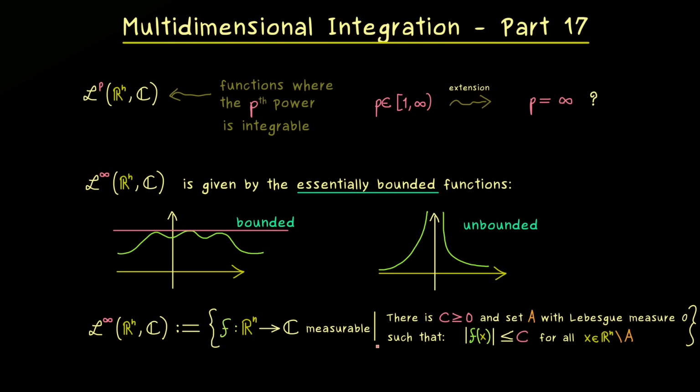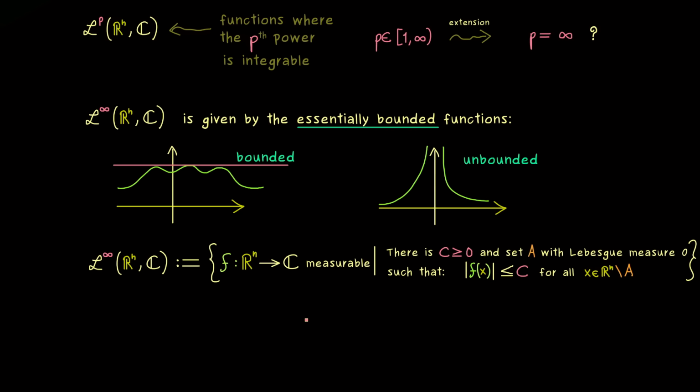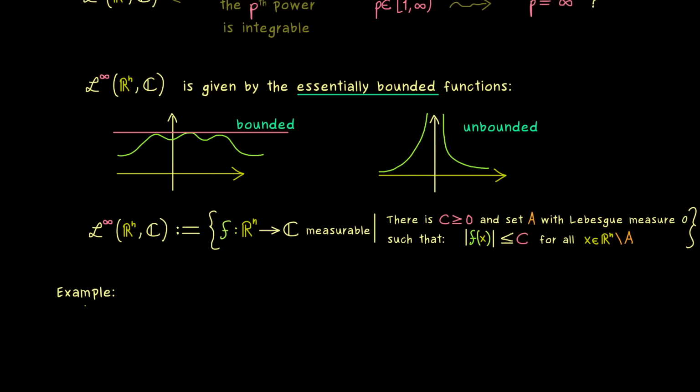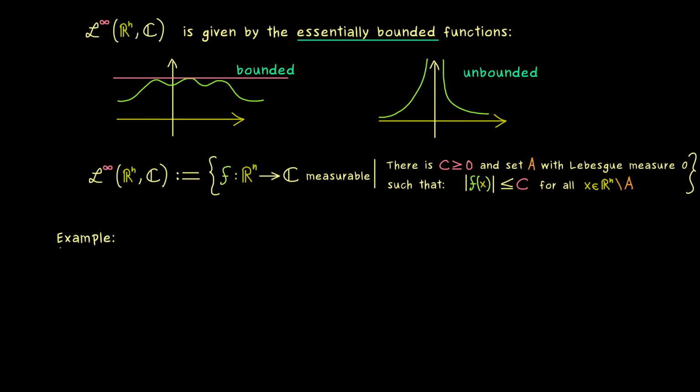And in order to see that, let's immediately look at an example. So we need an example of a function defined on Rn, which is not bounded, but still essentially bounded.